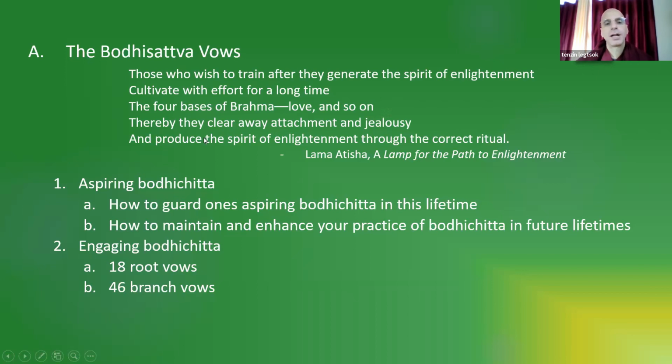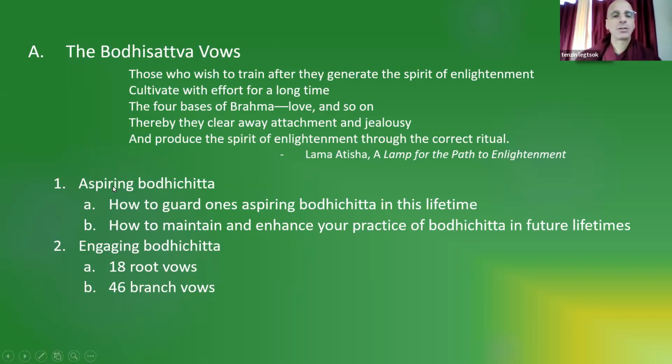So thereby they clear away attachment and jealousy, right? So meditating in short on love and compassion and bodhicitta, you clear away attachment and jealousy and produce the spirit of enlightenment through the correct ritual, right? So what we're mainly discussing here is, in short, after you've practiced bodhicitta for a long time in conjunction with meditating on immeasurable love, compassion, joy, and equanimity, then it's good to strengthen that by taking the precepts related to bodhicitta through a ritual, right?